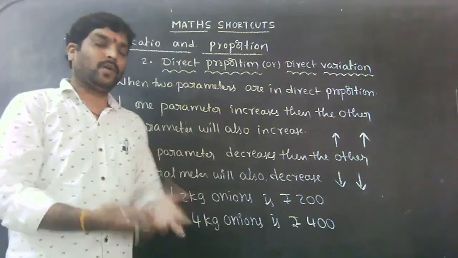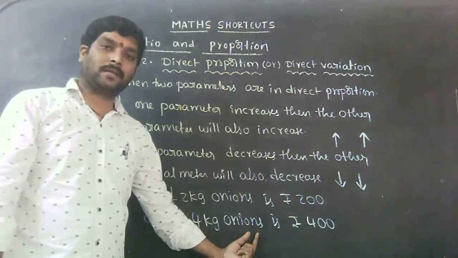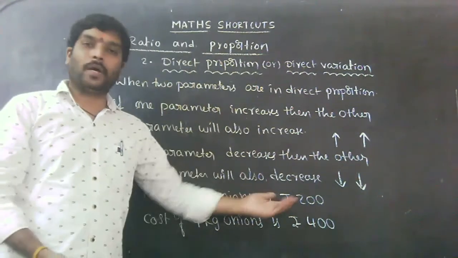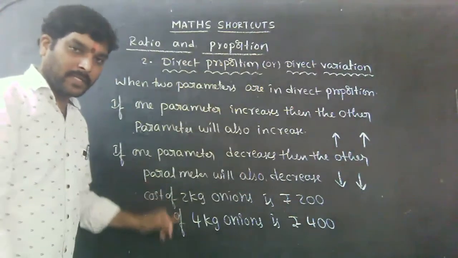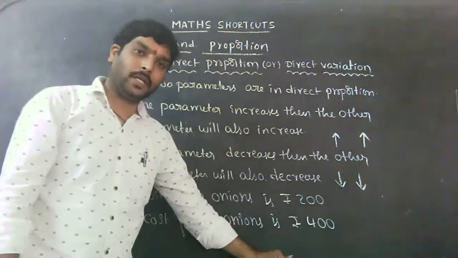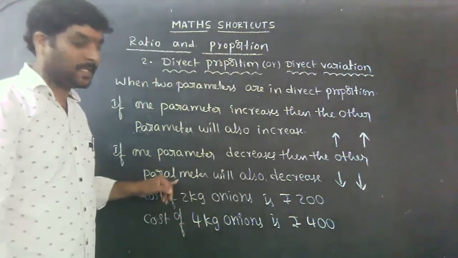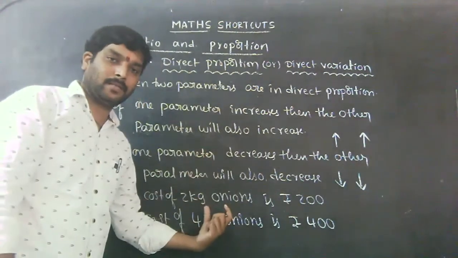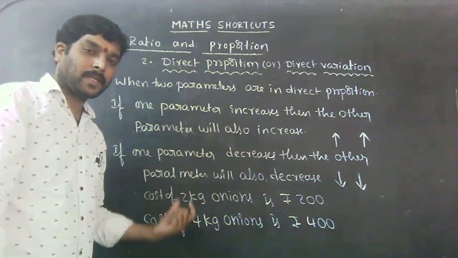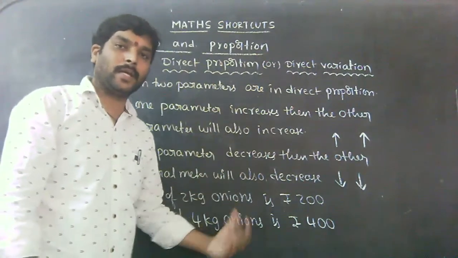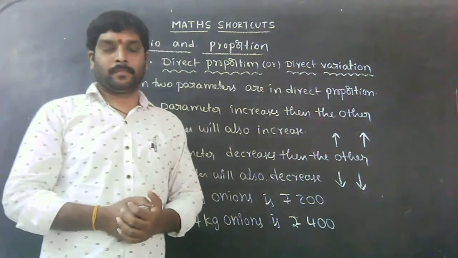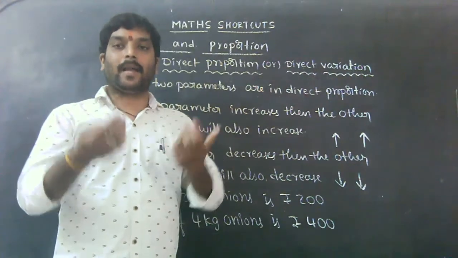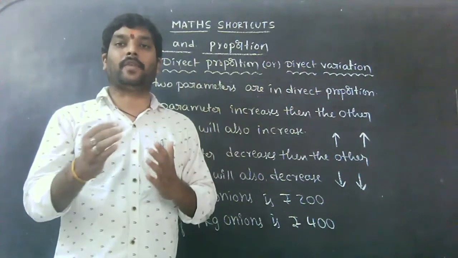For example, if you want to take reverse order, 4 kg onions cost is 400 rupees. What is the cost of 2 kg onions? 200 rupees. When number of kgs are increased, their cost is also increased. Number of kgs are decreased, their cost is also decreased. So, the number of kgs and the cost of the onions, both are in direct proportion. At the same time, both parameters either increase or decrease, that is direct variation.